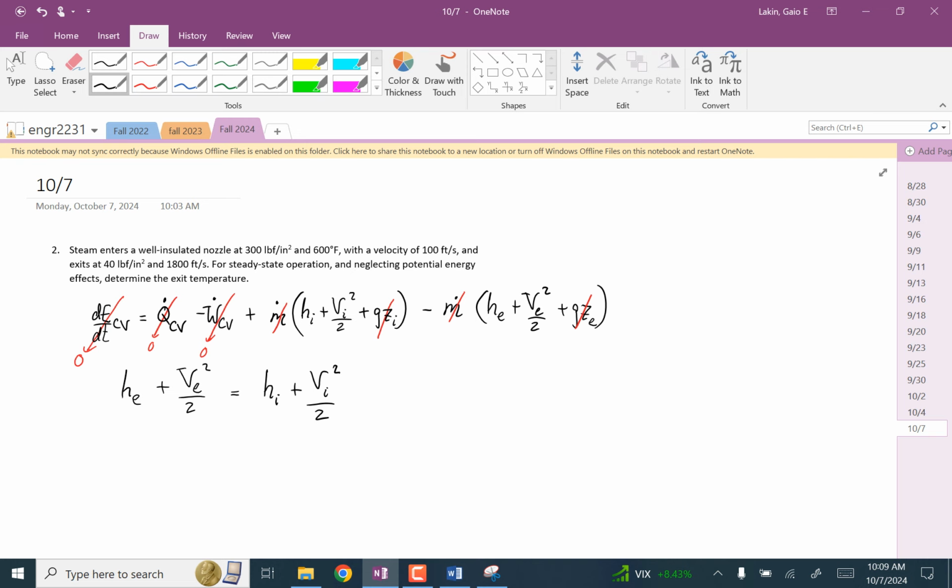And we are given pressure and temperature, which should make you think, okay, this is steam. We have tables for that, and we have all the information we need to look stuff up in tables. The velocities are given. So let's see.